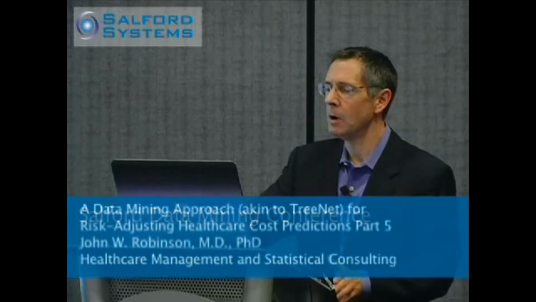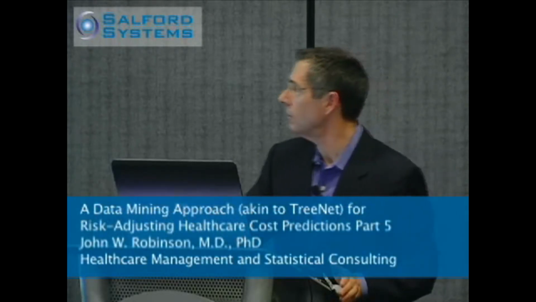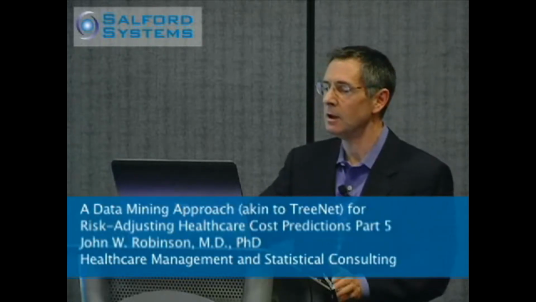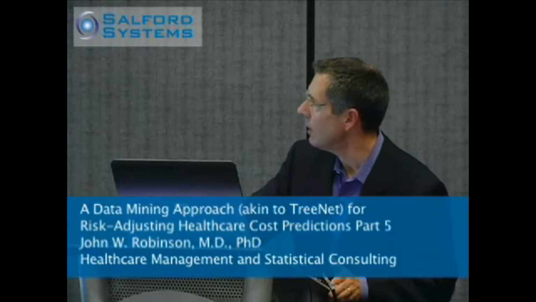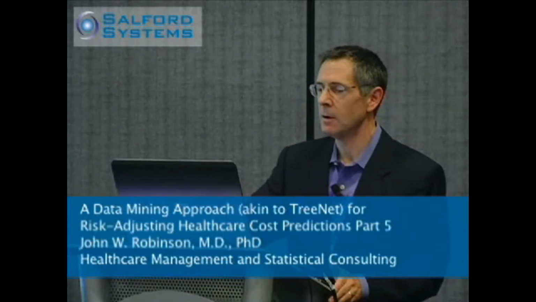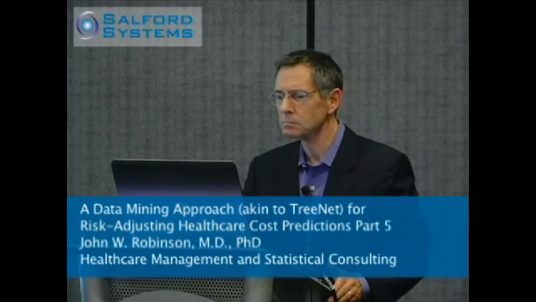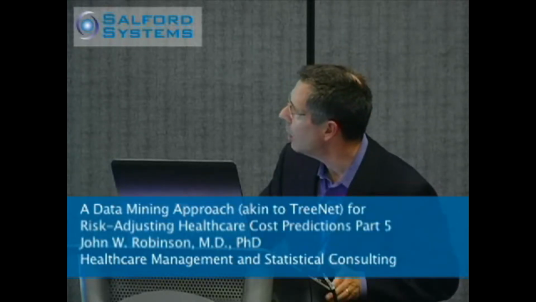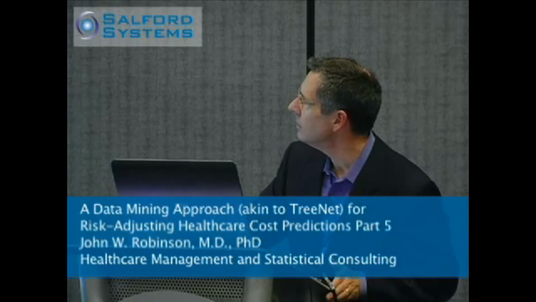So this slide shows results for the 6 samples. Final fitted models for concurrent cost prediction in indemnity, PPO, and POS, and for prospective cost prediction. And so you can see the number of terminal nodes, which range from 6 to 12 in all but one of the models. And this was optimal.